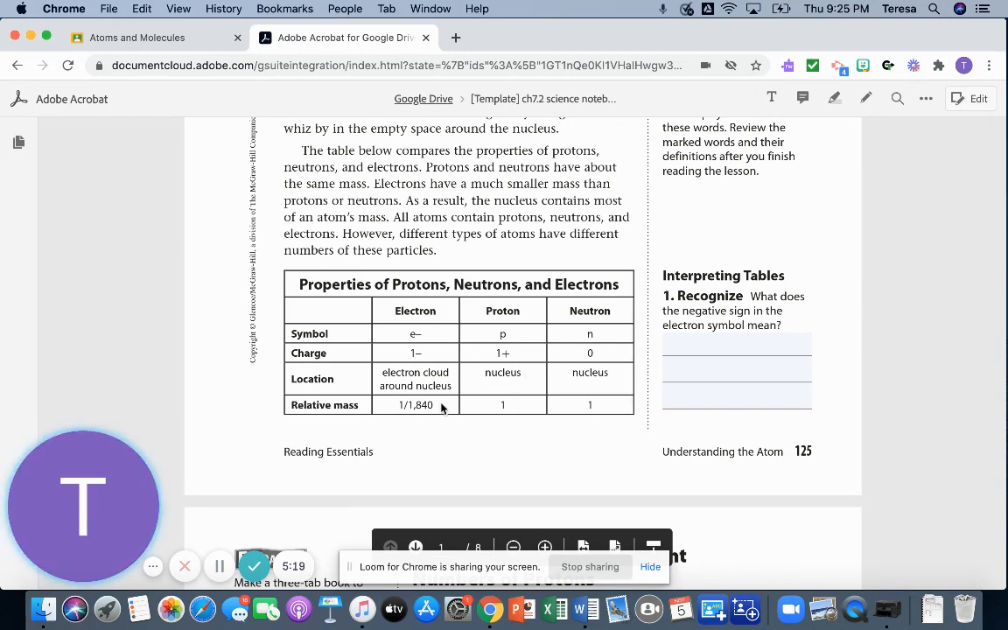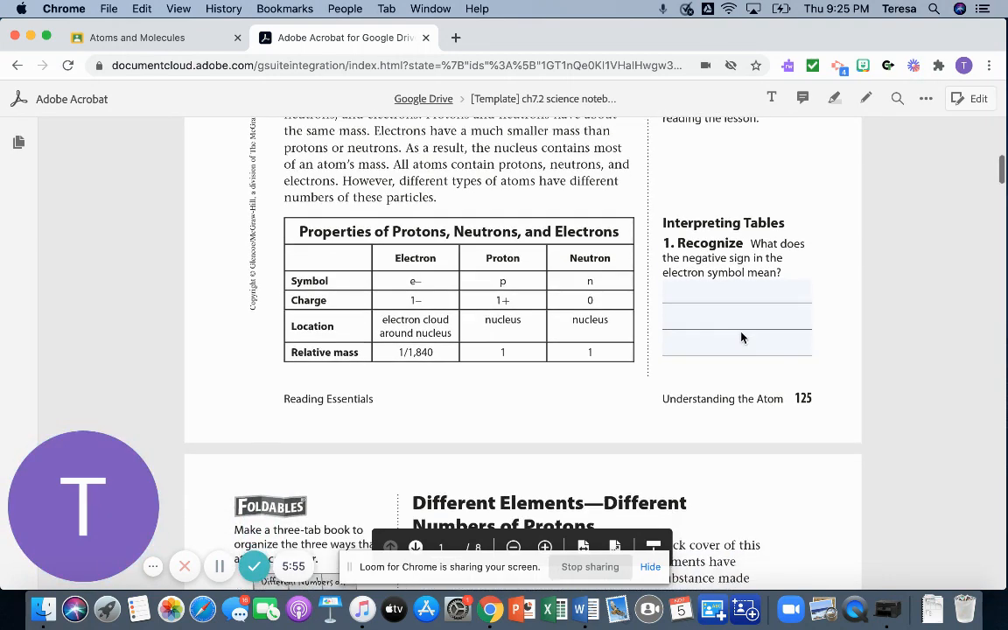And then the mass of an electron is 1 divided by 1,840. So this is a very tiny number. So it's 0.00000 some stuff. That means that the mass of an electron is essentially 0. The mass of a proton is 1 atomic mass unit. The mass of a neutron is 1 atomic mass unit. So the mass associated with an atom is related to protons and neutrons. Electrons essentially don't count.